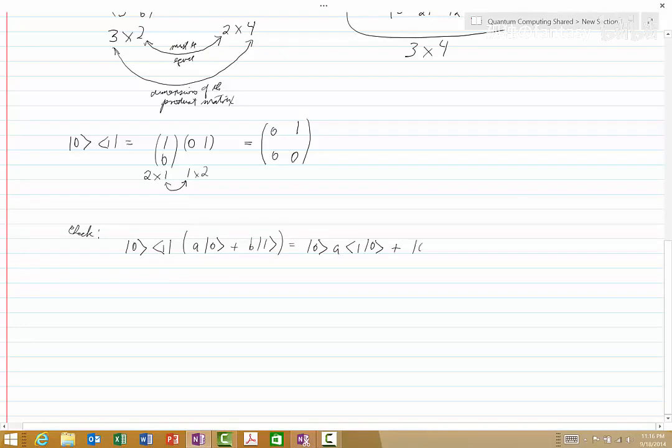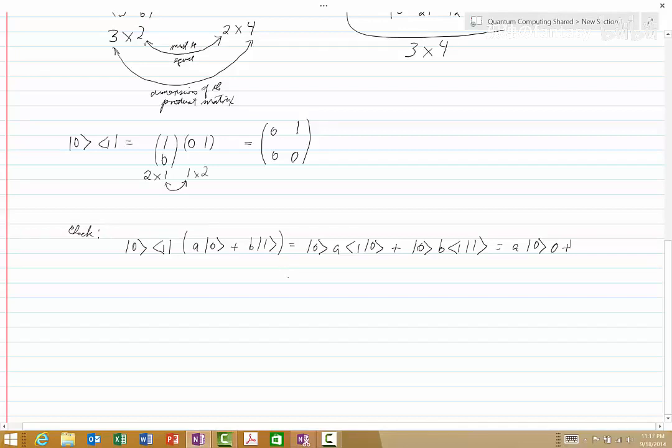plus 0 B 1, 1. And this will give us, actually, we can bring this A all the way to the front, so we have A times the 0 ket, and now the inner product of 1 with 0 is 0.